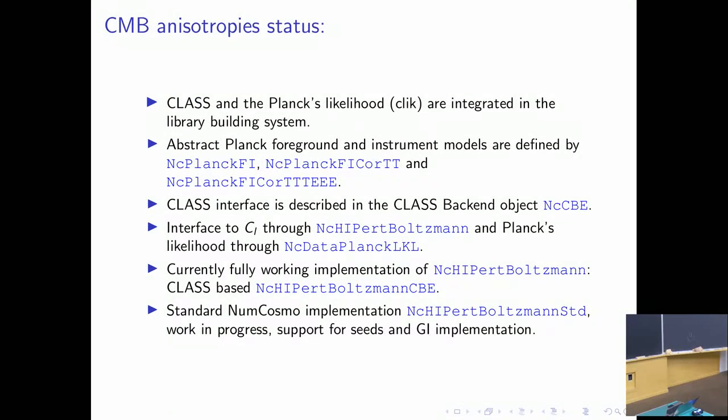So, just giving a summary of what we have for CMB: the Planck likelihoods are already integrated inside the library, so you don't have to build them additionally. When you build NumCosmo, you already have the Planck likelihood inside of it. We have a slightly modified version of CLASS, so we can glue it together with all these NumCosmo models. We have the models required to compute the likelihood for Planck. We have CLASS as a backend. We have an additional backend for CAMB, but it's not as well tested as our CLASS backend. And we also have our own implementation of the Boltzmann code here.